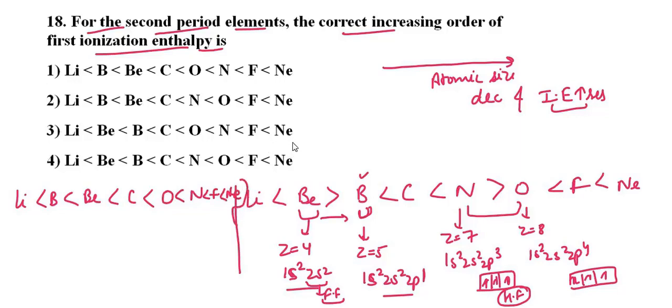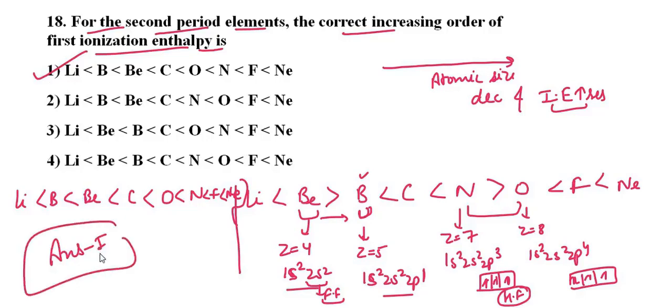So we can say that the correct order is the option where oxygen comes before nitrogen and boron comes before beryllium. So option number first is correct. So our answer first is the correct answer here.